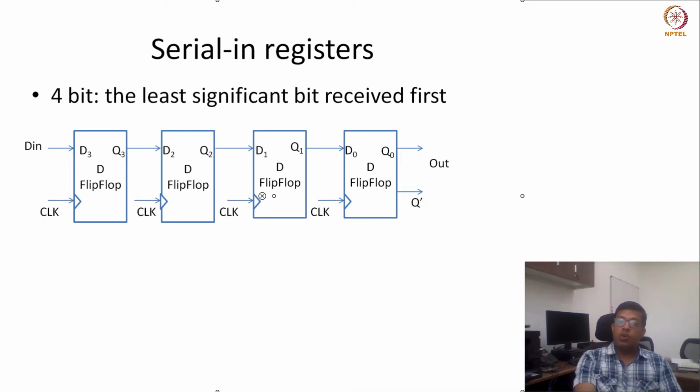Now, because the output is connected to the next flip-flop, this is also called a shift register. And this is also called a serial in register because there is only a single input. D in is a 1-bit input, which is being fed to a 4-bit register. It's quite generic. If you want to take a 16-bit register or 32-bit register or 64-bit register, it can keep on cascading like this.